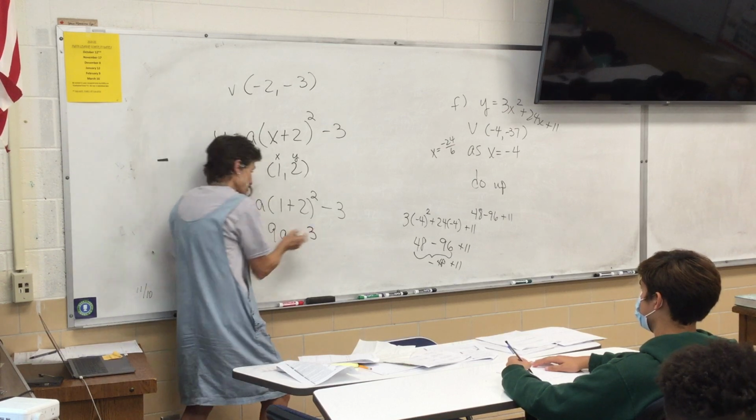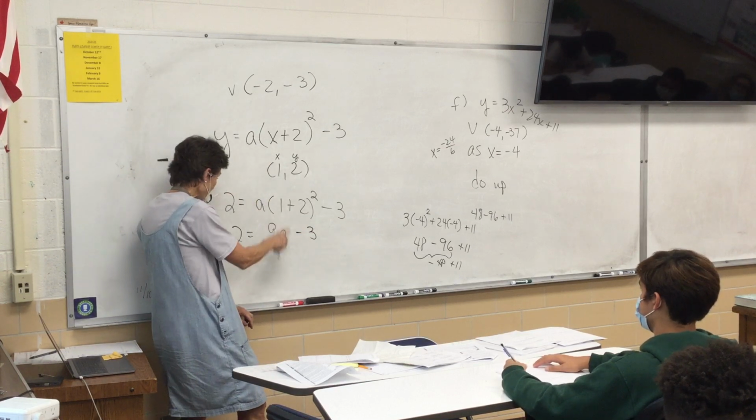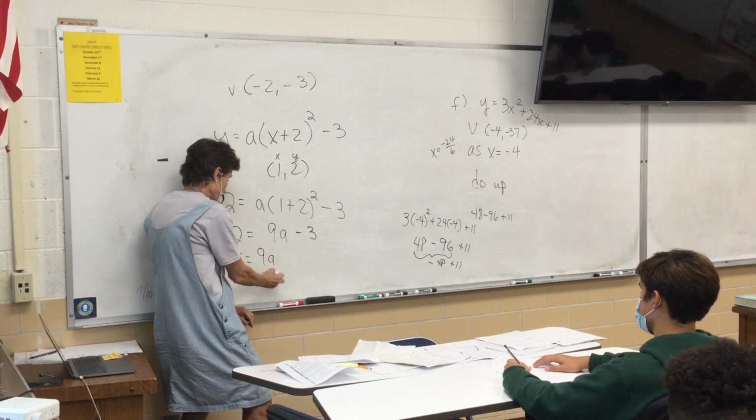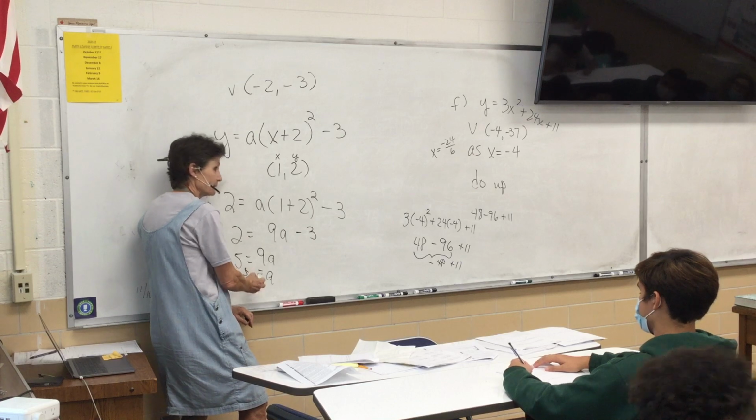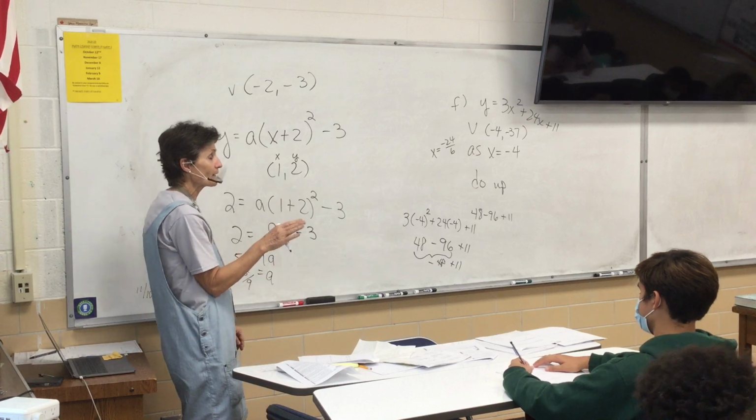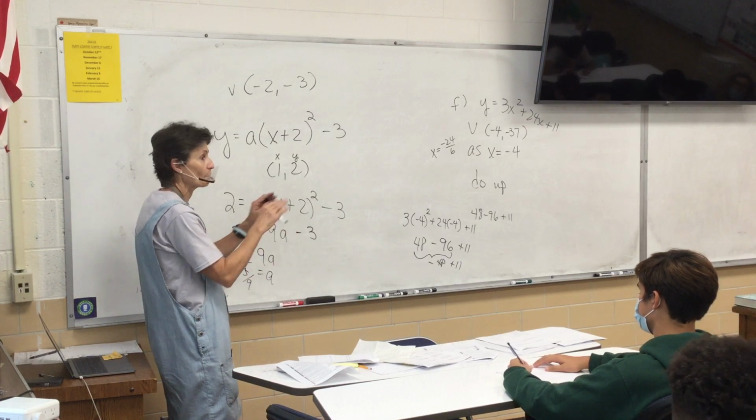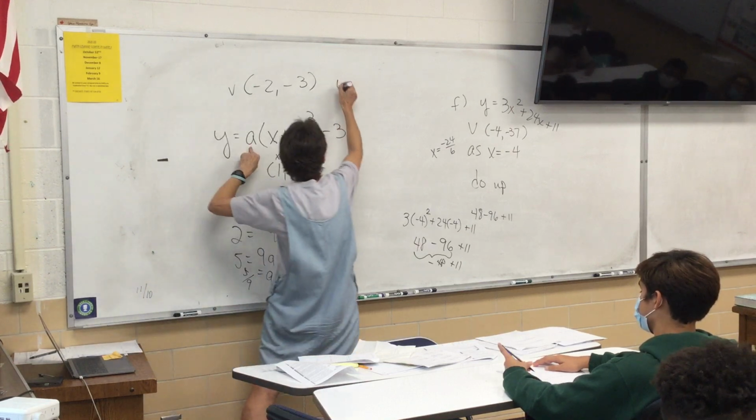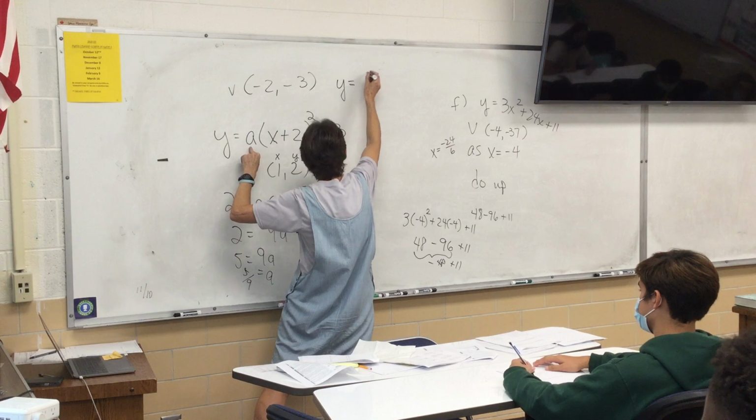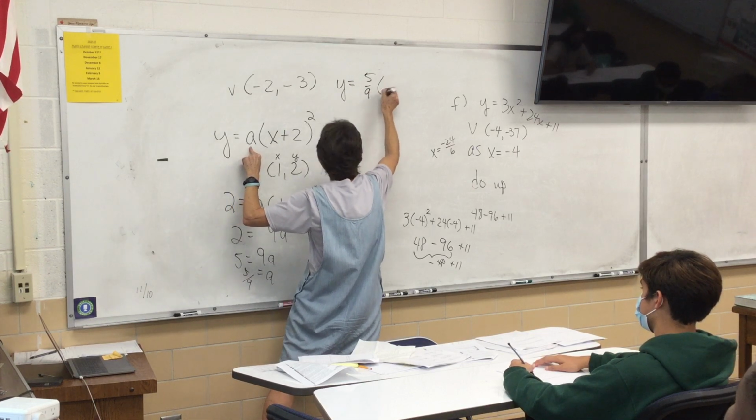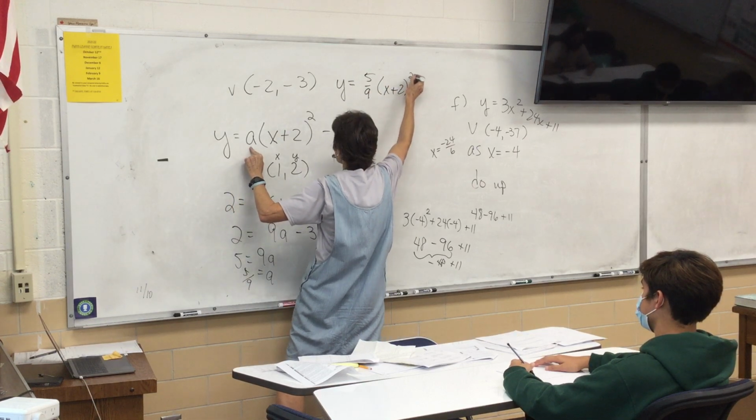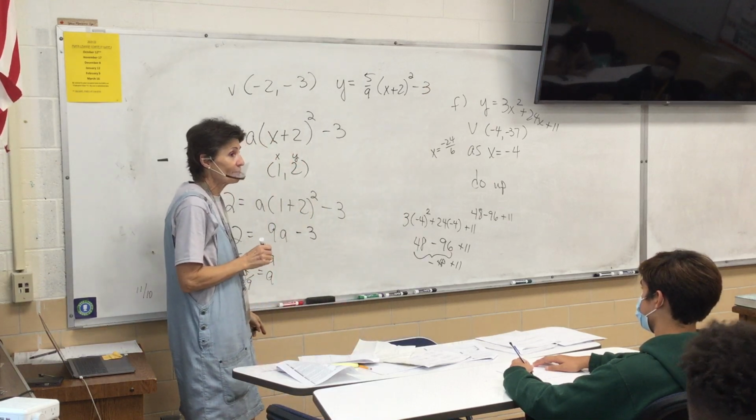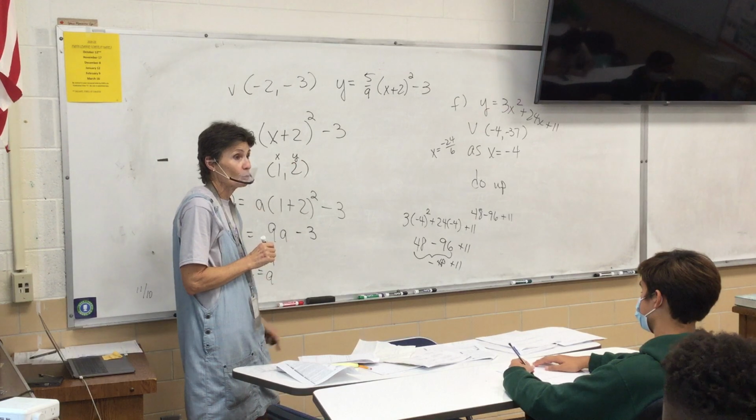And then I still have the -3. So I'll add 3. And it's going to be 5 over 9. Now, I know that's a fraction. I know it's unpleasant. But remember, all you have to do is fill it in. So you're just going to write y equals 5 over 9 x plus 2 squared minus 3. You don't have to do anything with the 5 9ths except put it back into the equation.